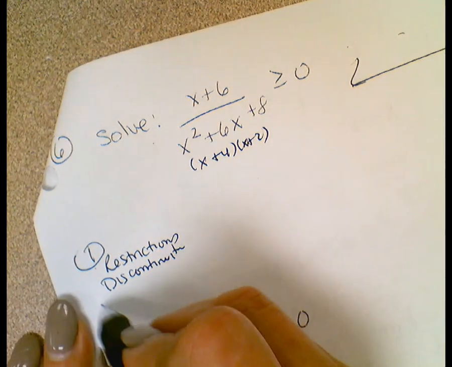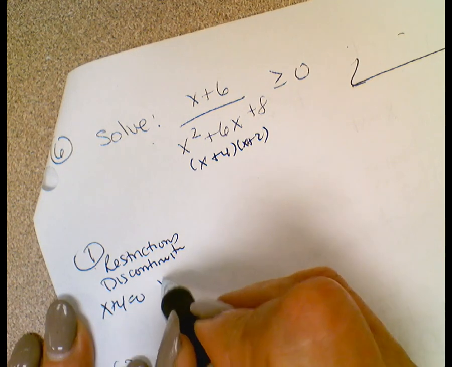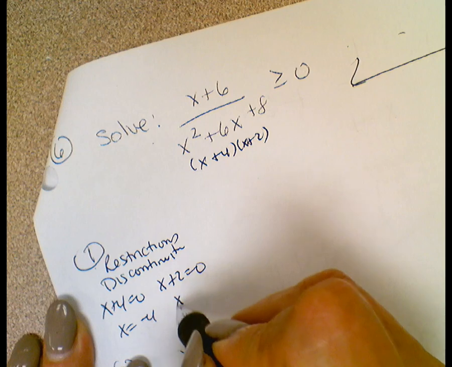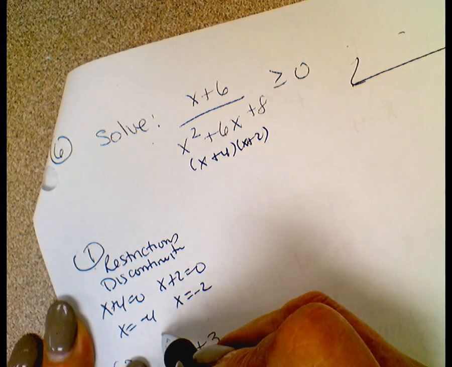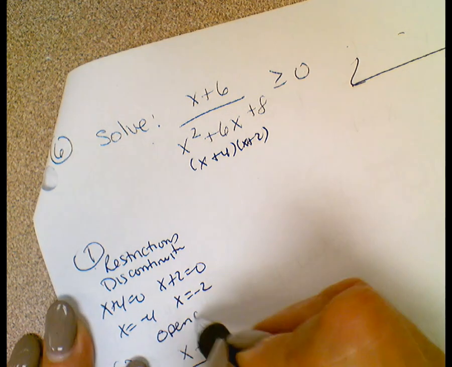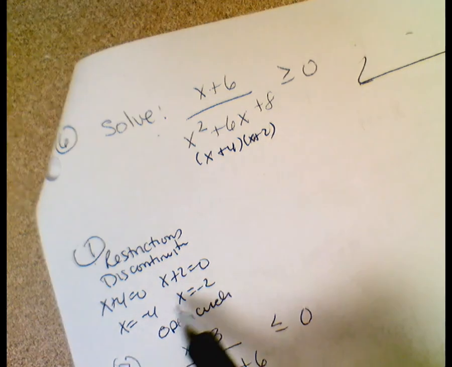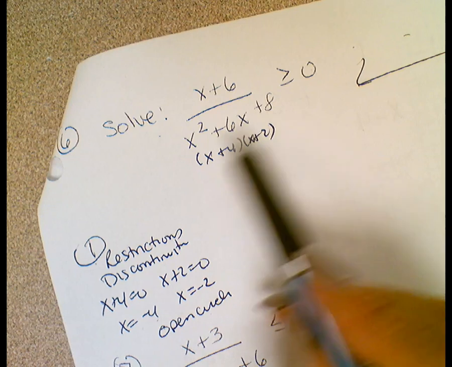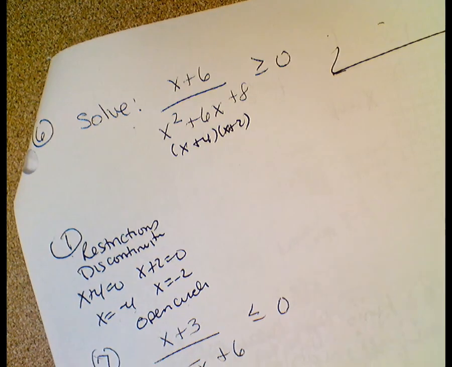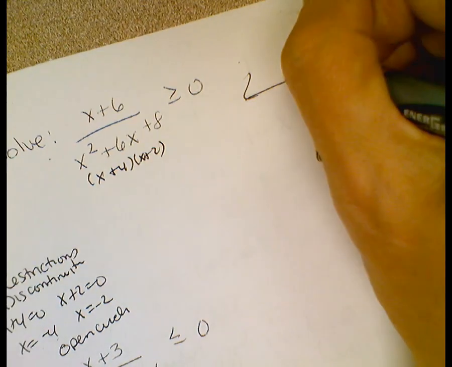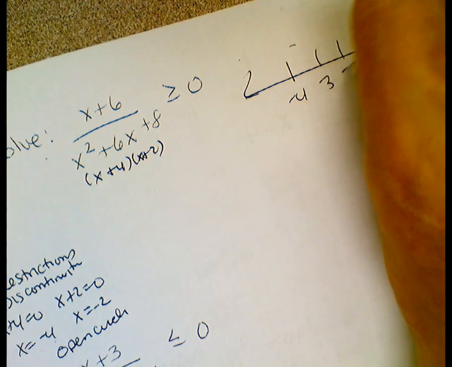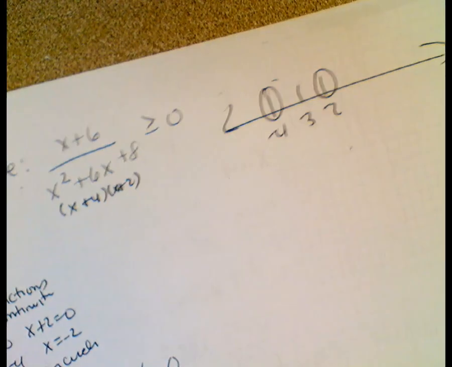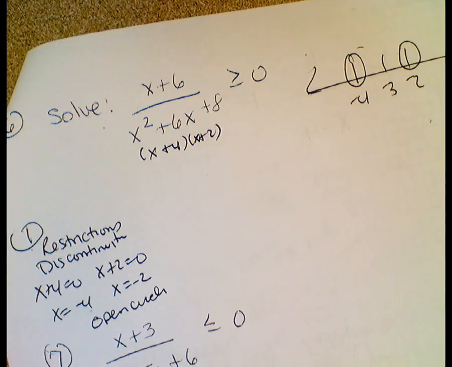Okay, so you're going to set x plus 4 equal to 0, and you're going to set x plus 2 equal to 0. So x equals -4 and x equals -2. These are going to be open circles because if it was -4, this would be 0. If it was -2, this would be 0, and you're not allowed to divide by 0. So these are called discontinuities. So you plot those, -4 and -2. And they're open circles, meaning they can never be those numbers. It can never, ever, ever be those numbers.